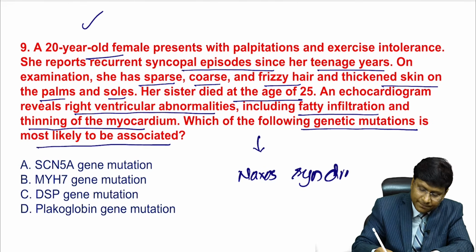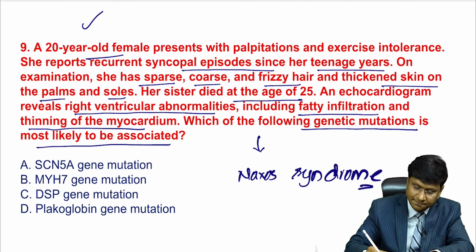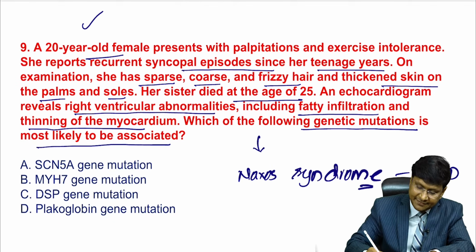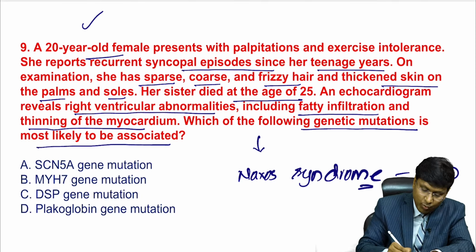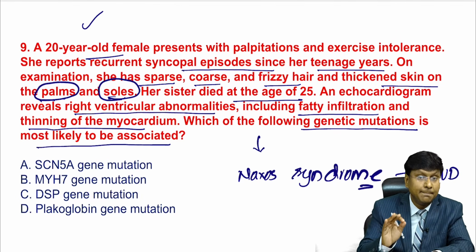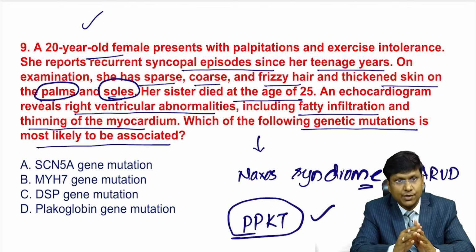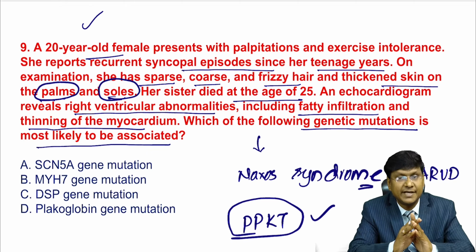In case of Naxos syndrome, they will have the combination of arrhythmogenic right ventricular dysplasia, the presence of woolly hair, and thickened skin on the palm as well as the sole, which is suggestive of palmoplantar keratoderma. These are the features present in case of Naxos.